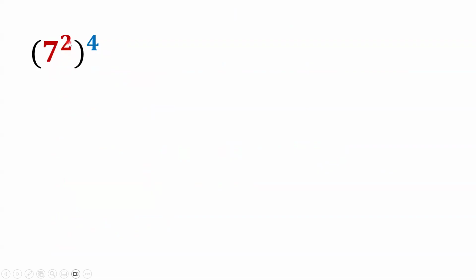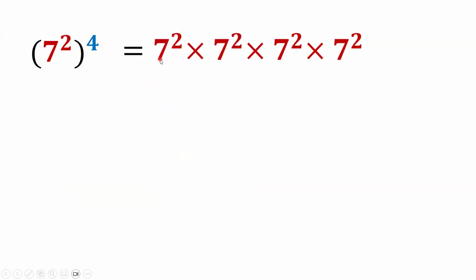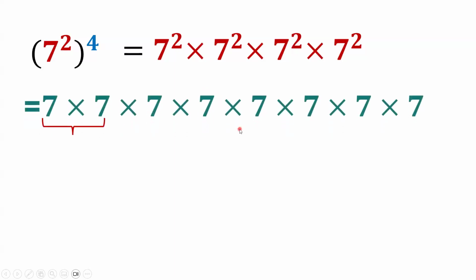This is 7 to the power of 2, raised to the power of 4. So let's split it and do it step by step. 7 to the power of 2 repeated, that means to the power of 4, repeated or multiplied by itself 4 times, like this. And then I can split each 7 to the power of 2 into 7 times 7, like this. This is 7 power 2, 7 power 2, 7 power 2, 7 power 2. So here I have 7 multiplied by itself 8 times. If you want to write it in index notation, you will write it as 7 to the power of 8.